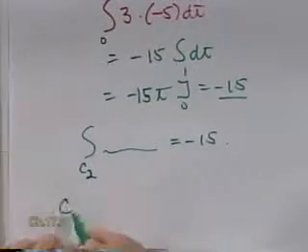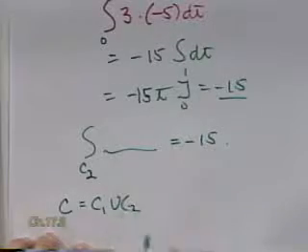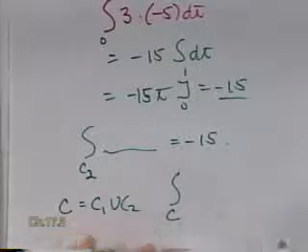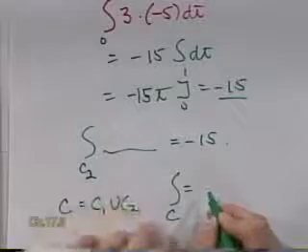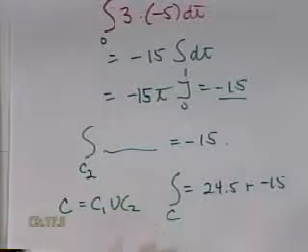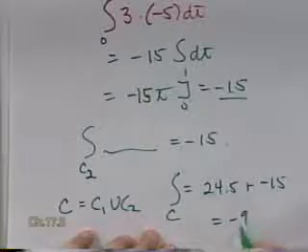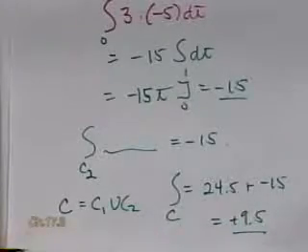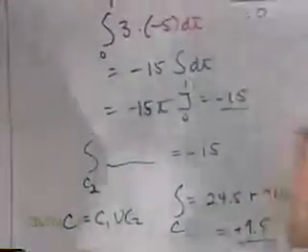And since C was the union of C1 and C2, the integral along C is the integral along C1, which was 24.5, plus the integral along C2, which is negative 15, and I think that adds up to a positive 9.5. Okay? All right, we have a couple more little things I just want to touch.